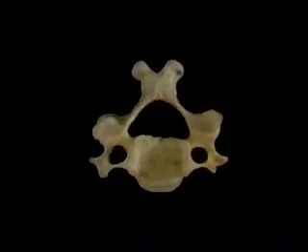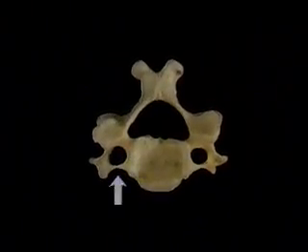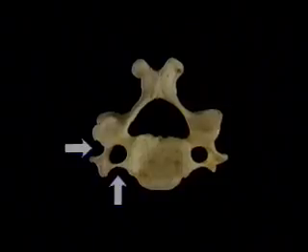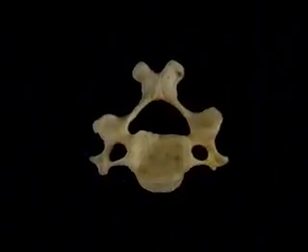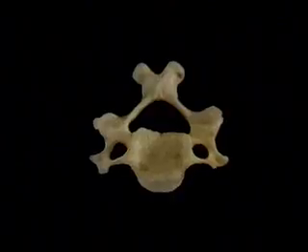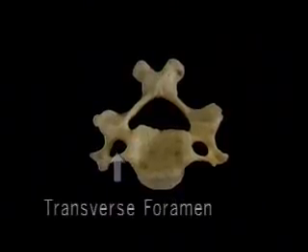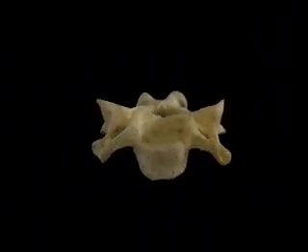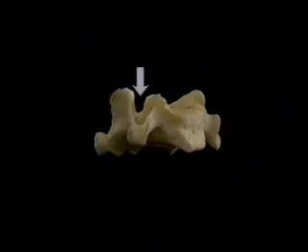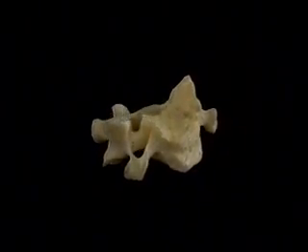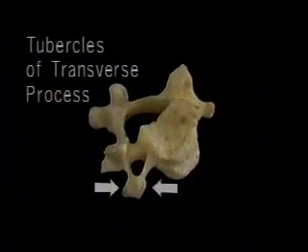The transverse processes arise from the side of the body and also from here on the articular pillar. The transverse process of a cervical vertebra has a hole in it, the transverse foramen, through which the vertebral artery passes. The transverse process is shaped like a gutter, pointing downwards. It ends in two tubercles, an anterior and a posterior, where the scalene muscles attach.